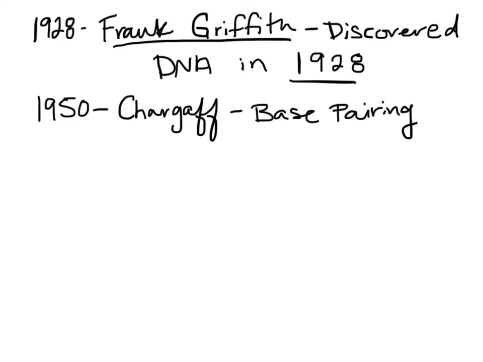Is that like the A and T and stuff? Yep. What's that mnemonic device that we use? GCAT. G and C pair together, A and T pair together. Then in 1952, what did we have? We had the X-ray from Rosalind Franklin.